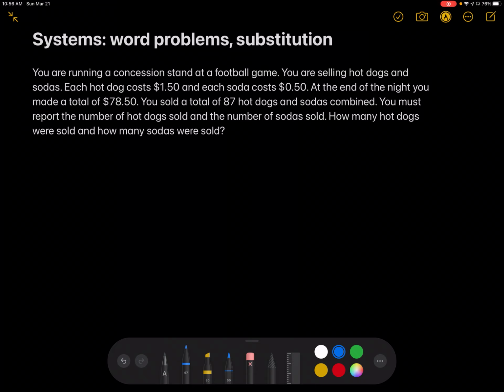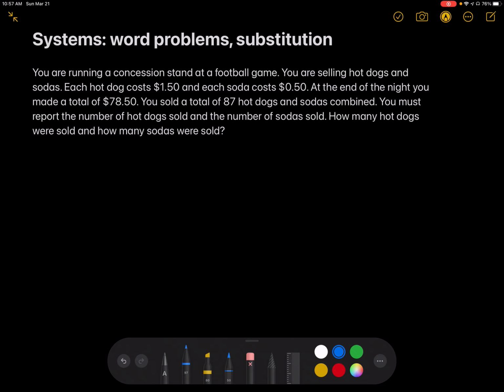I found this online. This is just a basic word problem that you might see on a test or a quiz, and it says that you're running a concession stand at a football game, and you've got hot dogs and sodas that you're selling, and each hot dog costs $1.50, and each soda costs 50 cents. At the end of the night, you made a total of $78.50. You sold a total of 87 hot dogs and sodas combined. Now it wants you to find the number of hot dogs and sodas that you sold.